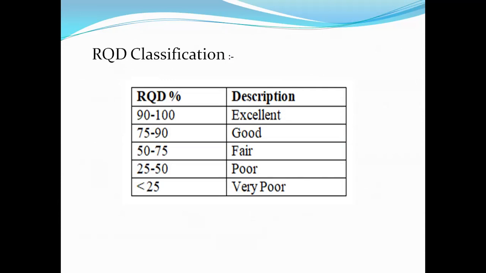If the RQD percentage is 90 to 100, it is excellent. If it is 75 to 90, then it is good. If it is 50 to 75, then it comes under the category of fair. If it is 25 to 50, then it is poor. And if it is less than 25, then it comes under the category of very poor. So this is the RQD classification.